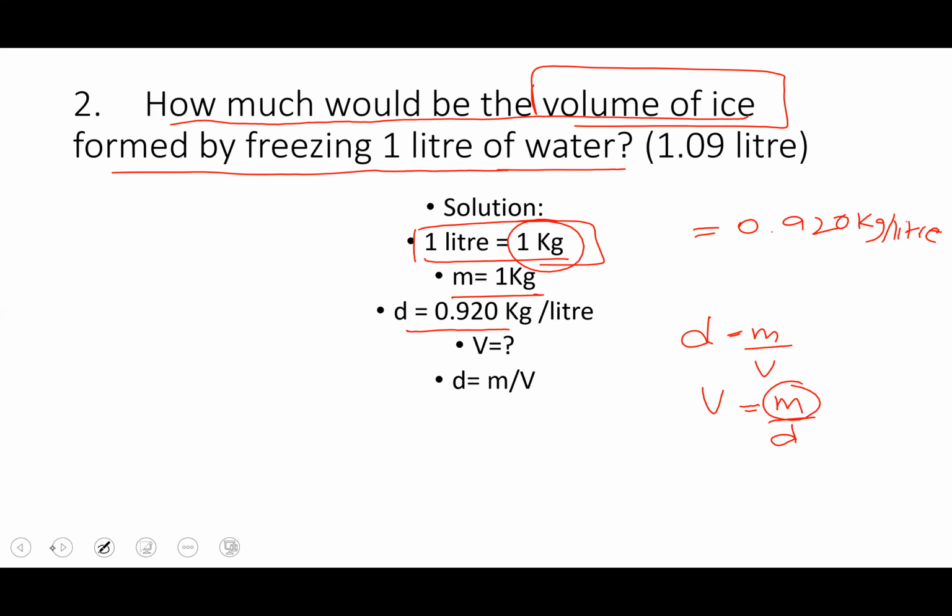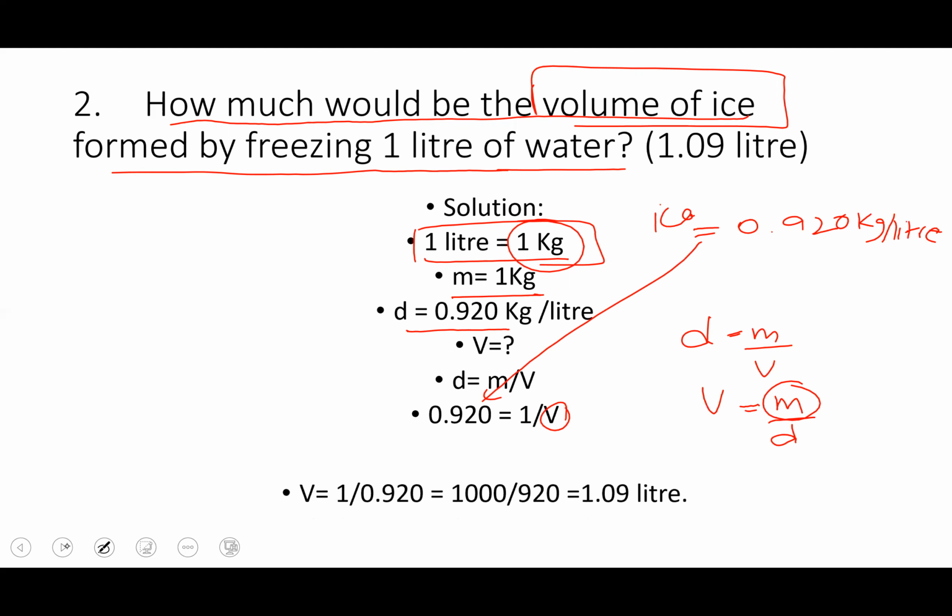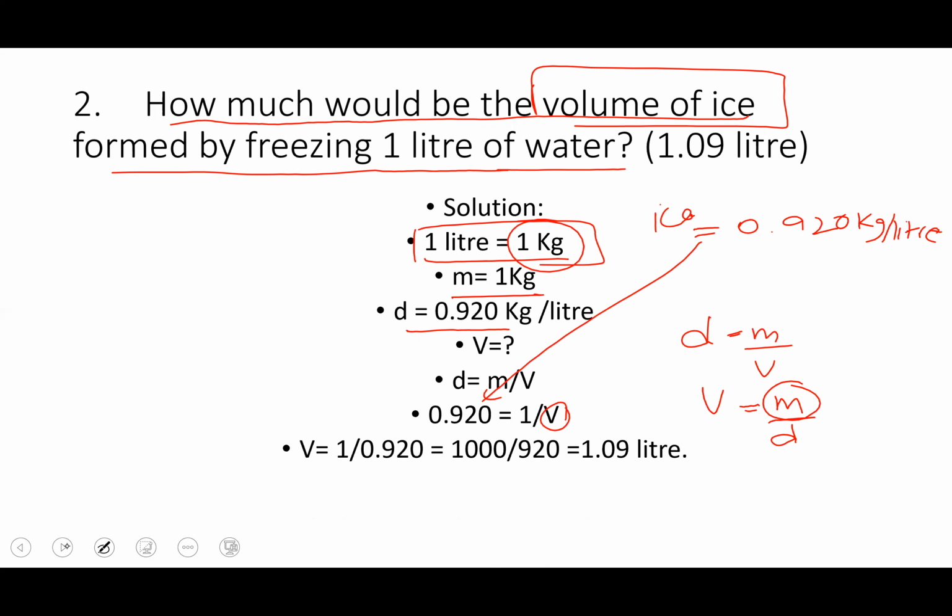So D is equal to M over V. Rearranging this equation, it will be density, which is 0.920 of the ice. We put in over here, we have to find the volume in this case. Rearranging the equation, V goes up and 0.92 goes down. So it can be written as V is equal to 1 divided by 0.920.